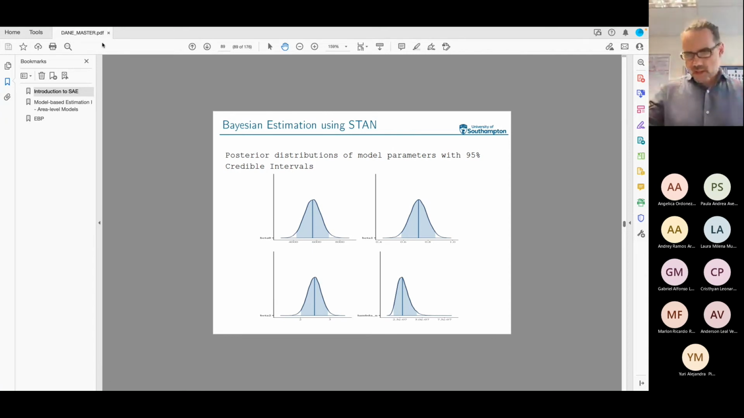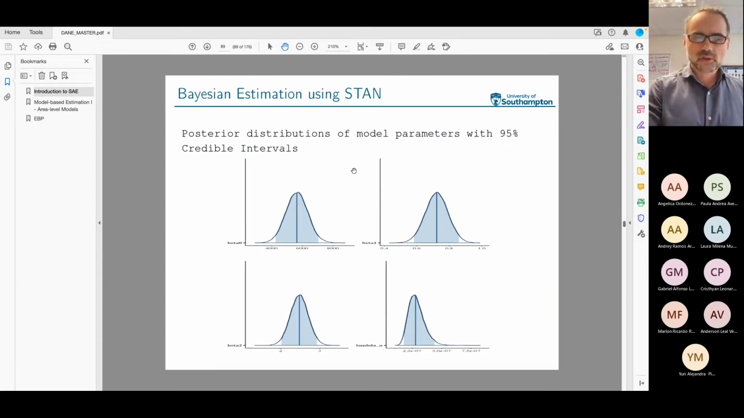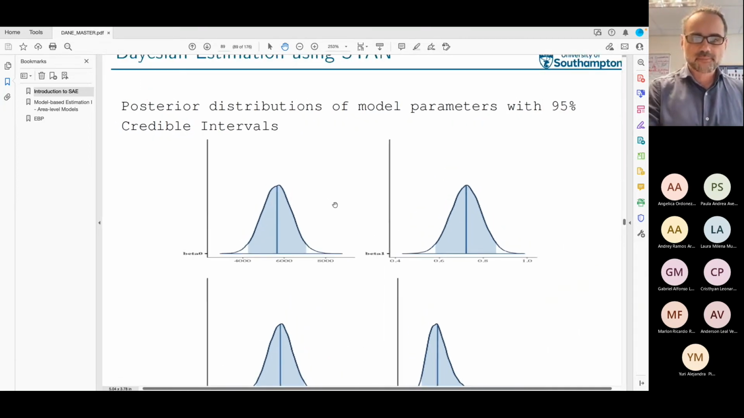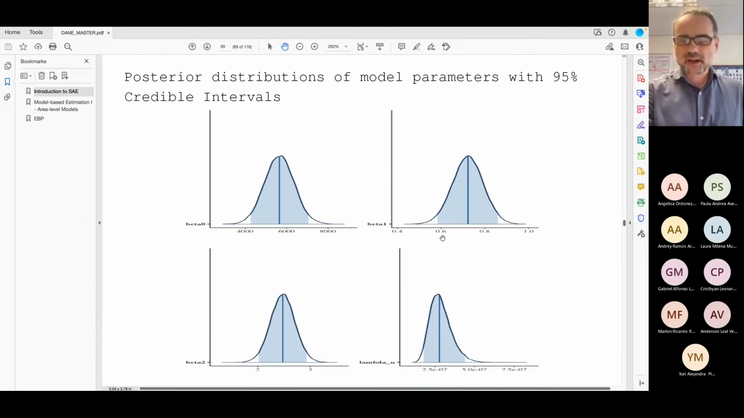can get 95% credible intervals under the Bayesian framework. In this first plot, what we present is posterior distribution of the model parameters. So you will see that here you have beta 0, a posterior distribution of the intercept, and beta 1, a posterior distribution of the coefficient of the first parameter. I think that was CAS.